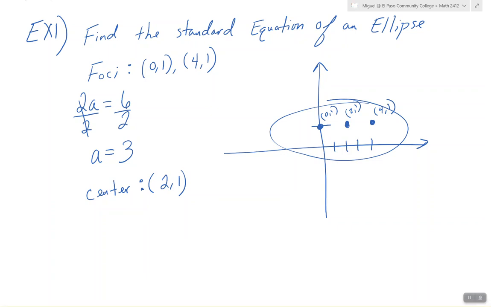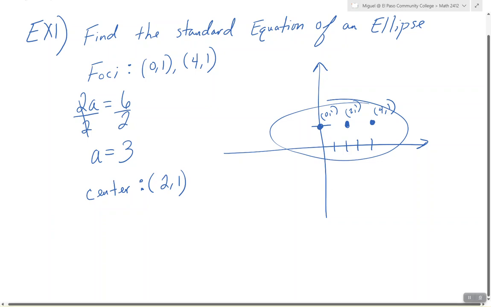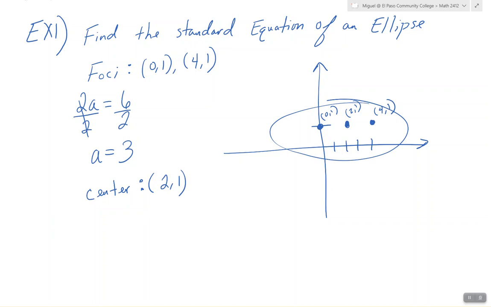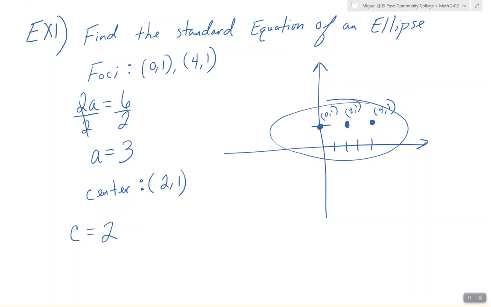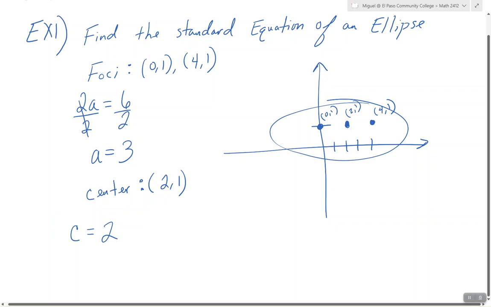They had told us that the distance from the center to one of the focuses is our C value. So how many units from the center to one of the focuses? So for example, from here to here is how many units? 2. And that's going to be C. We know A is 3 already. And we can actually find B from the equation for C.